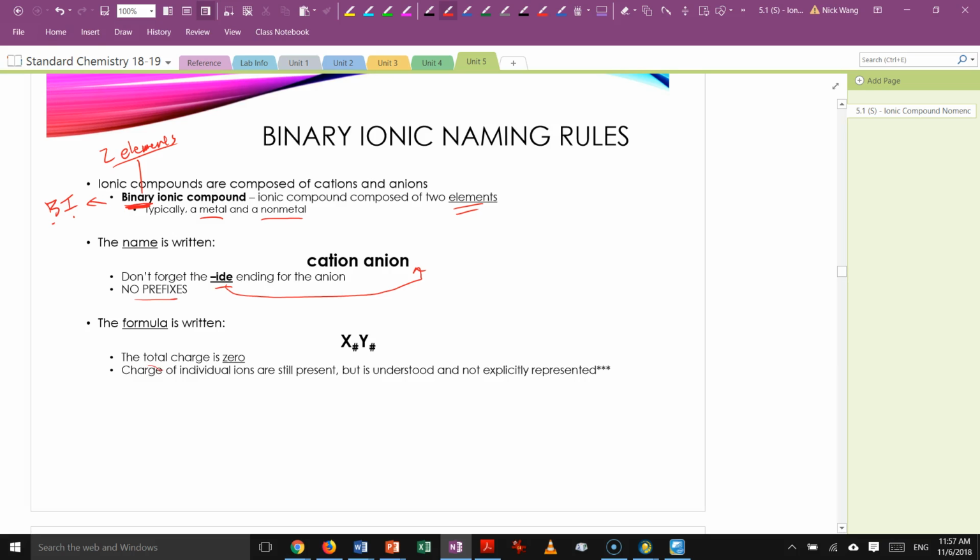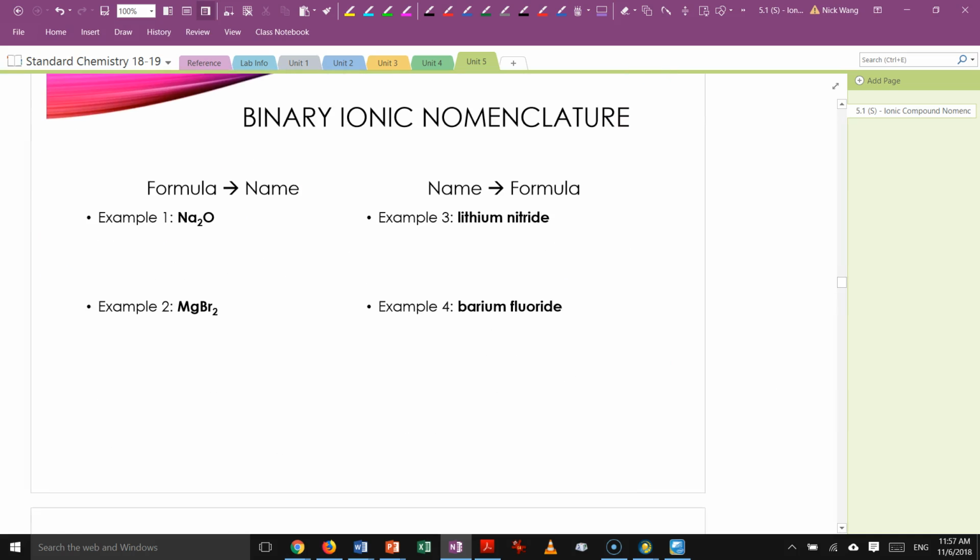The formula, on the other hand, does have a little bit of work you need to do. First of all, you have to recognize that the total charge has to be 0. So this X, then the number, Y, and the number. X is your cation, Y is your anion, and each has some subscript number to the right of it. That tells you how many there are of each ion. And the total charge overall has to be 0, meaning there's going to be some positive charge and some negative charge, but it's never represented. The charges of the individual ions are still present, but it's understood and never explicitly written out as a compound. So let's go and take a look at some examples.